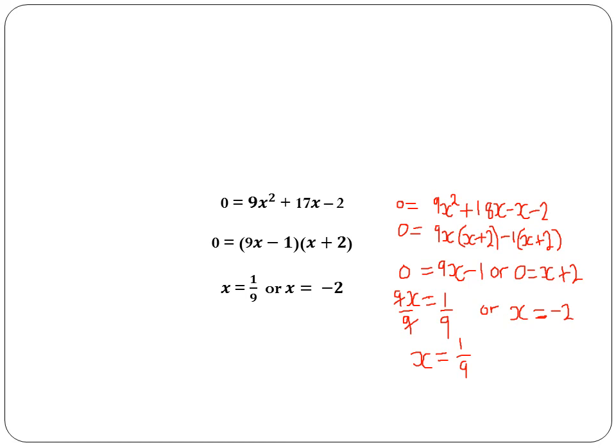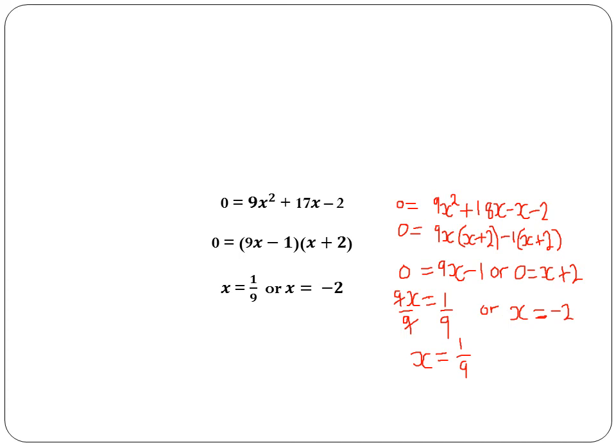So we are going to have 9x minus 1 is equal to 0. We are going to have 9x is equal to 1. To find x, we divide both sides by 9. We are going to have x is equal to 1 divided by 9. We go to the other factor. We have 0 is equal to x plus 2. We are going to have x is equal to negative 2.